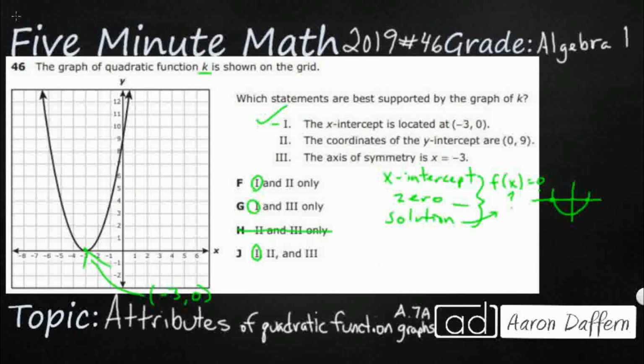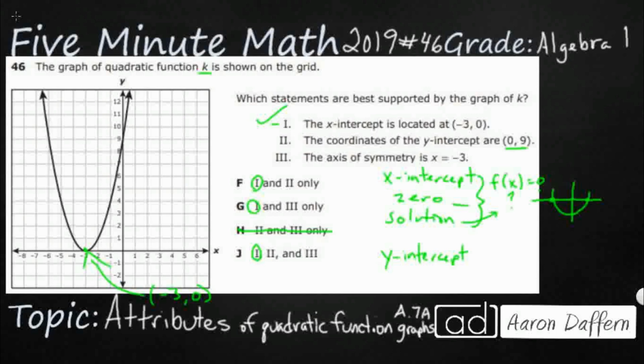All right, number 2. The coordinates of the y-intercept are 0, 9. Now, x-intercept has got three different names: x-intercept, 0, solution. Y-intercept, it's got just one name. And you're always just going to have one y-intercept, and that's where the graph crosses the y-axis. You're only going to have one unless your parabola gets rotated and it opens sideways. So that is going to be 0, 9.